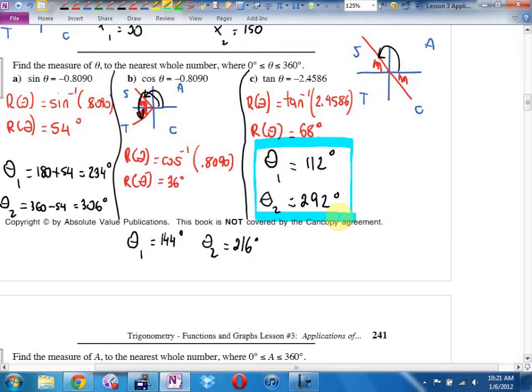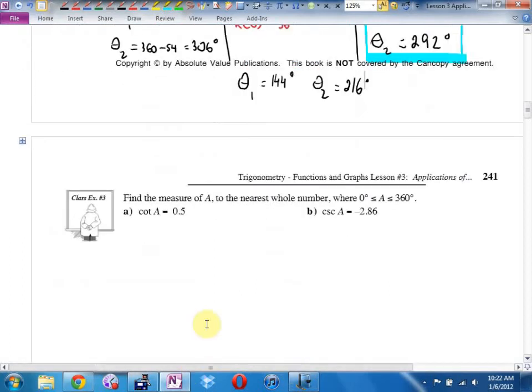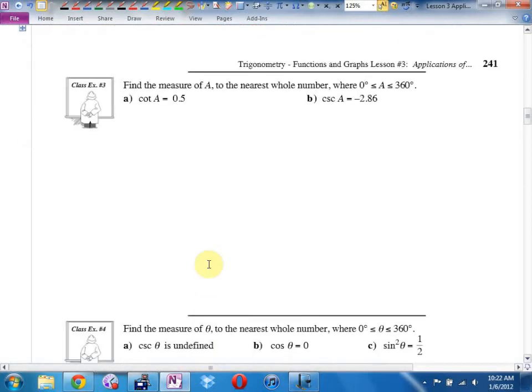How many got that? Okay. Excellent. Now, here's the nice thing. Not only does this work for sine and for cosine and for tangent, this same method with one very minor tweak will work for, turn the page, reciprocal trig functions like cotangent or cosecant. So example three, find the measure of angle A, and once again, we're between 0 and 360.